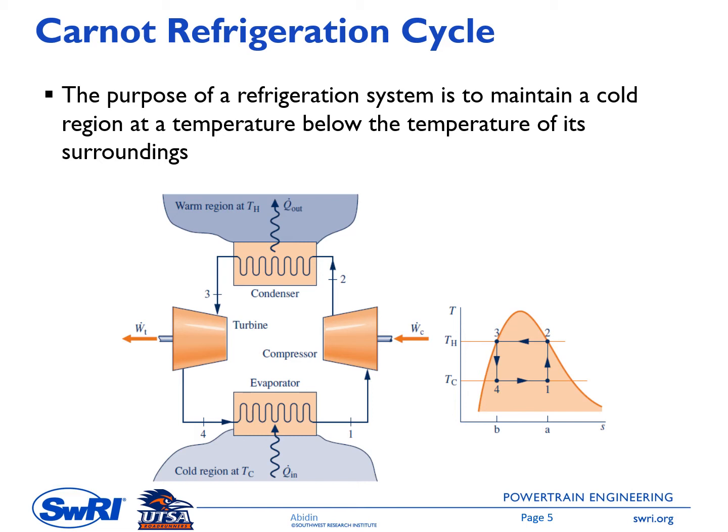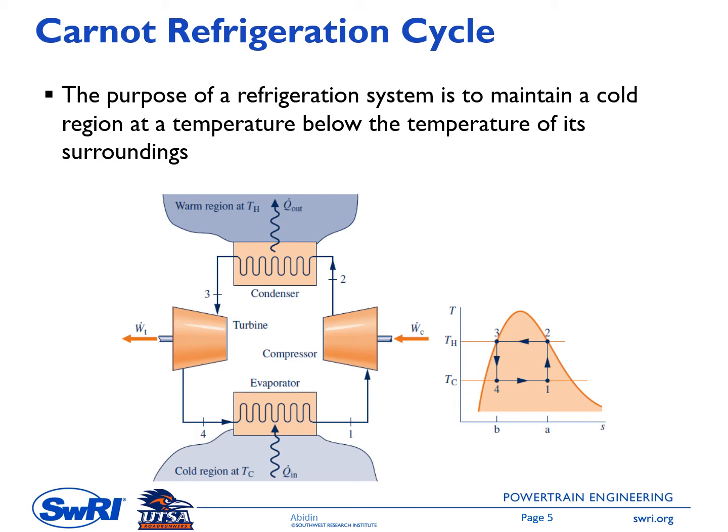Okay, so the first one that you would like to see here is the ideal cycle for the refrigeration system. In this case, it's called the Carnot refrigeration cycle. There are four main components in this Carnot refrigeration cycle. The first component is called the evaporator.